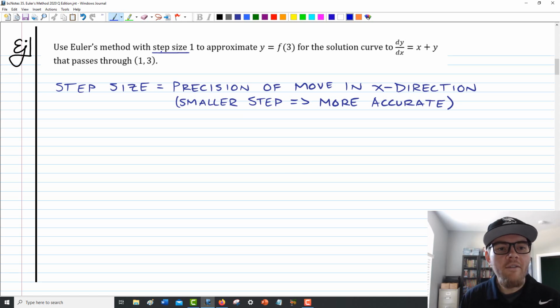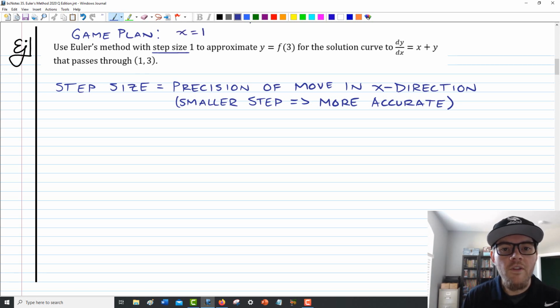Having determined that our step size is going to be 1, what that does is create what I think of as a game plan. It tells us exactly what our approach is going to be to perform this approximation. We're going to start at x equals 1, and the reason for that is specifically because it tells us so right here. Then from there, we're going to take a step, and that step is going to be size 1. I'm trying to think of a good way to describe this. We'll take a step of plus 1, and that will take us to our second value.